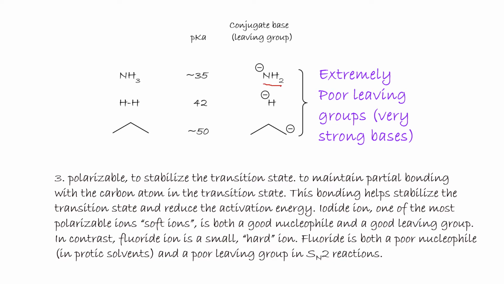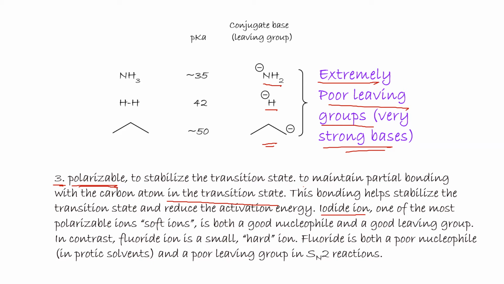Amide, hydride, and alkyl anion are extremely poor leaving groups because they are strong bases. Point number 3, polarizable. To stabilize the transition state, to maintain partial bonding with the carbon atom in the transition state. This bonding helps stabilize the transition state and reduce activation energy.